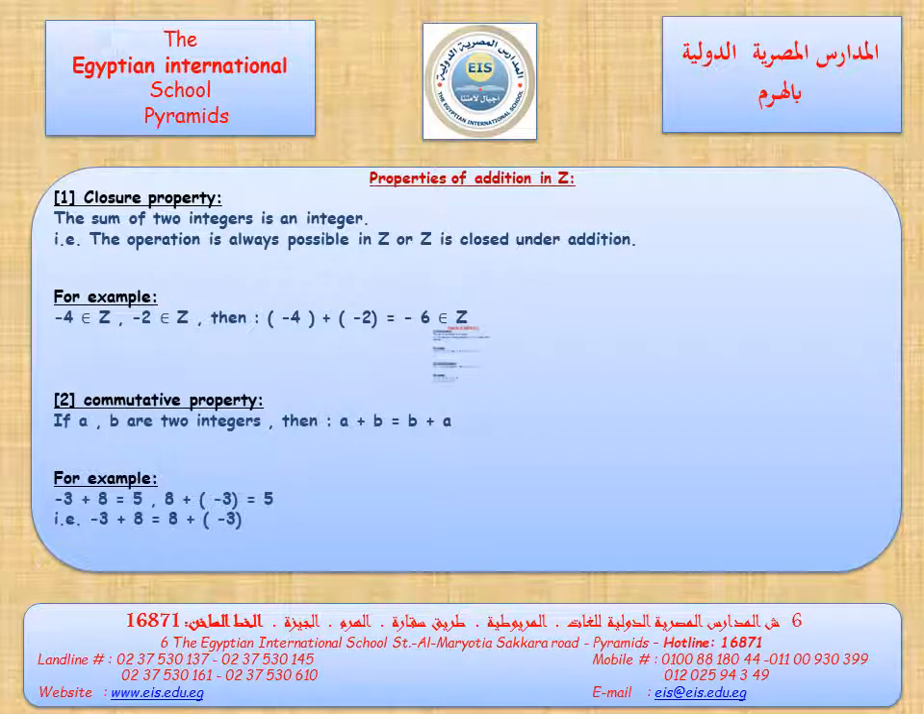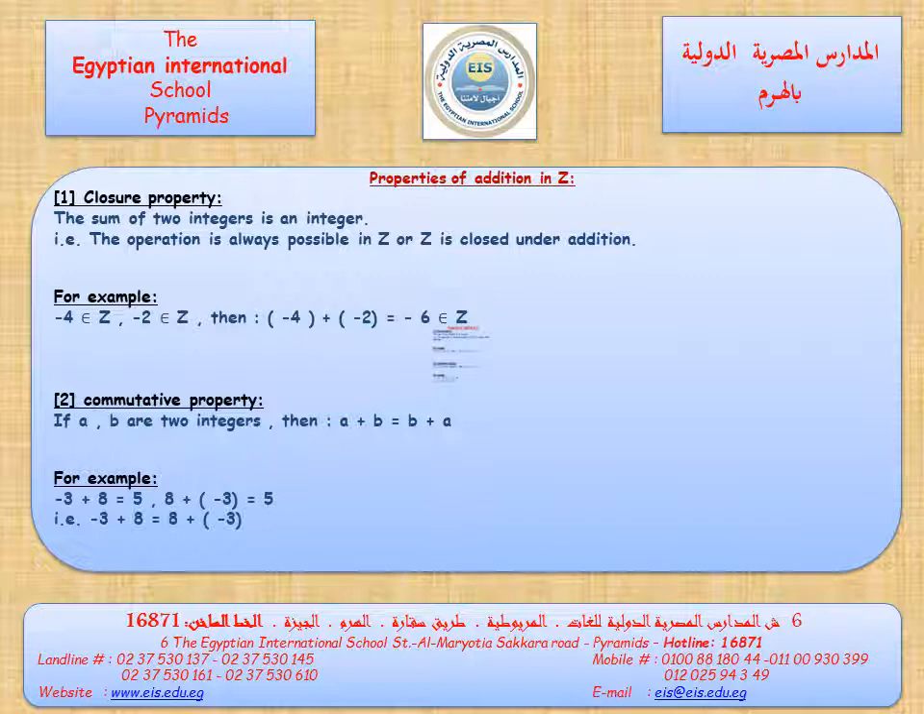We should review the properties of addition. What are the properties of addition? We take the properties of addition in Z, in integers. After that, in prep 1, we will have addition in rational numbers. So we review the addition in Z to make it easy in preparatory 1.